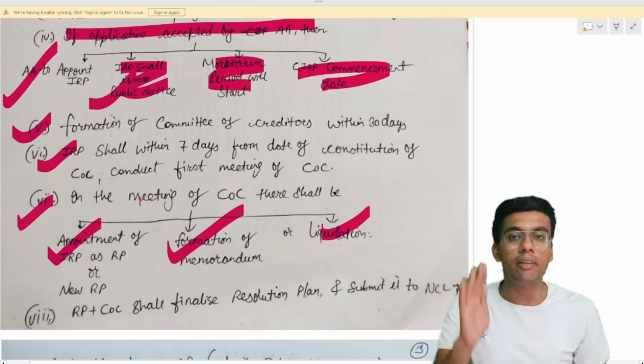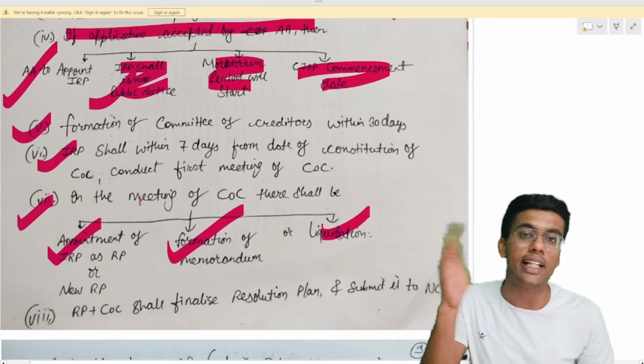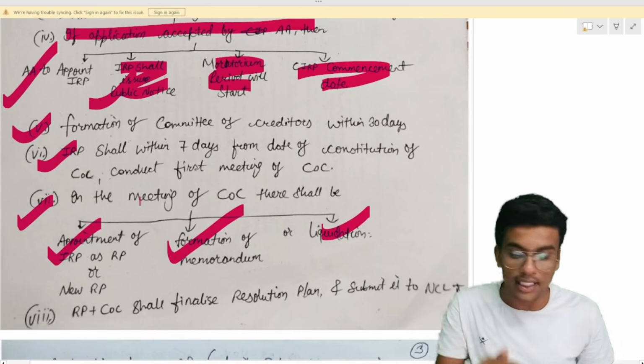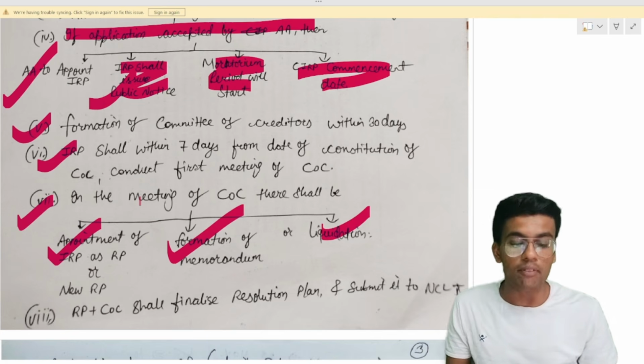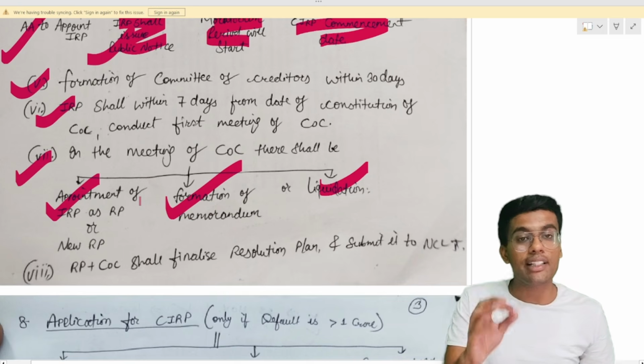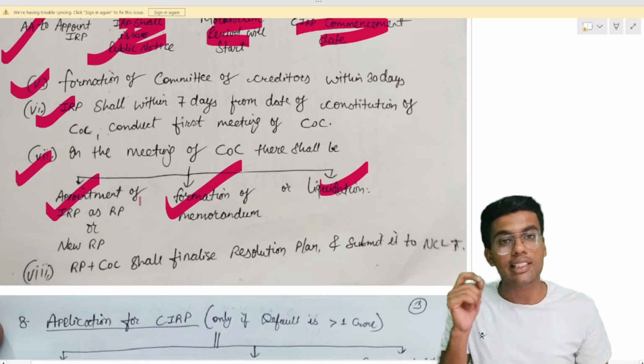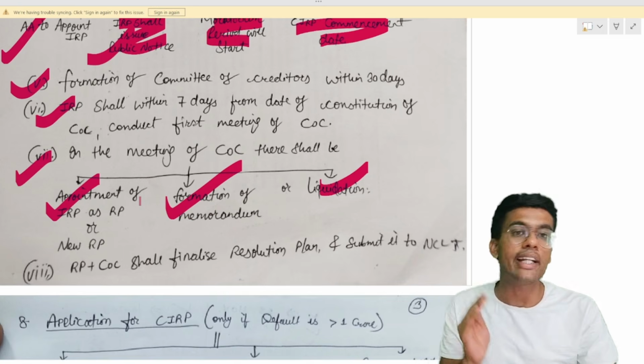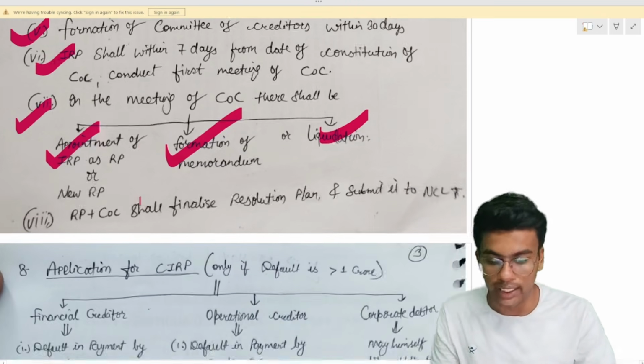In the meeting, there will be appointment of the IRP as the RP. There will be formation of memorandum, or liquidation can also take place. RP plus committee of creditors shall finalize the resolution plan and submit it to the National Company Law Tribunal. This is what the entire process of CIRP looks like.